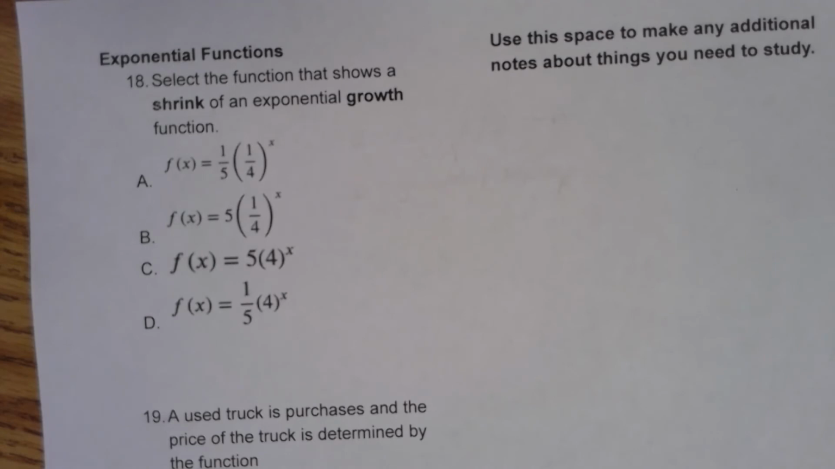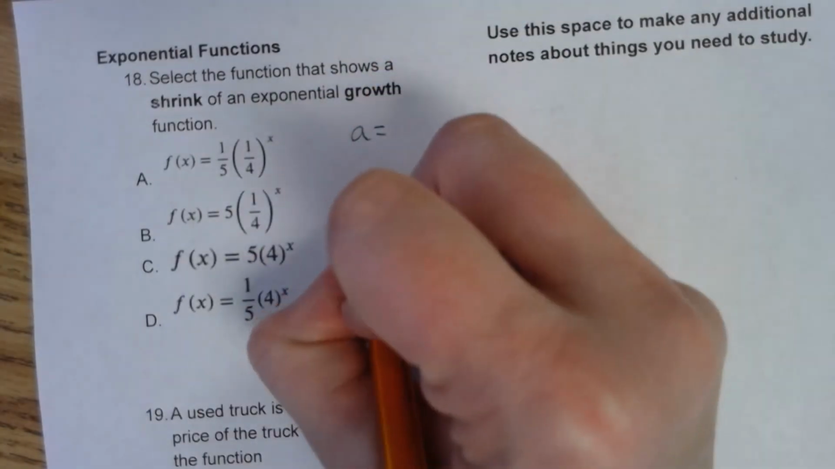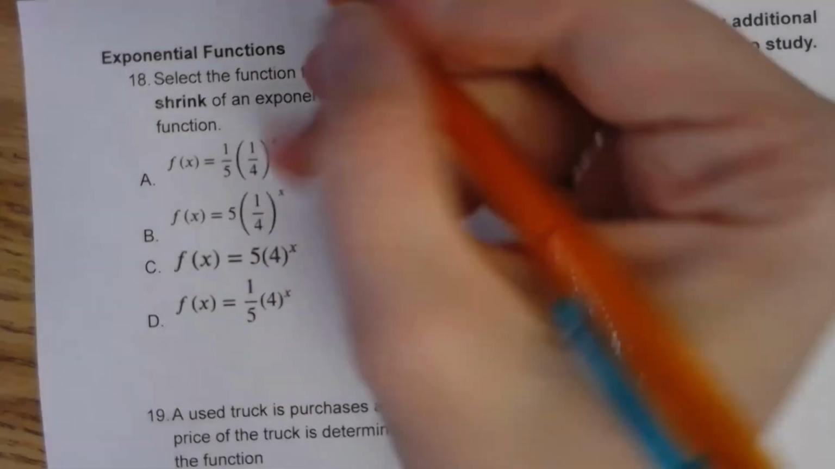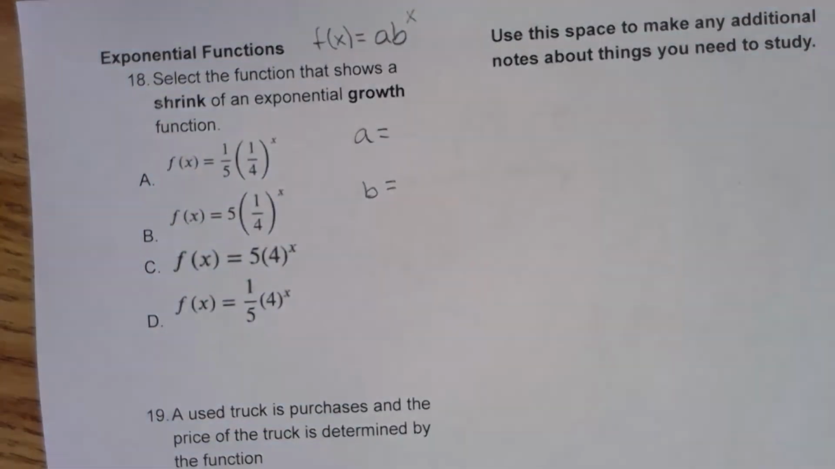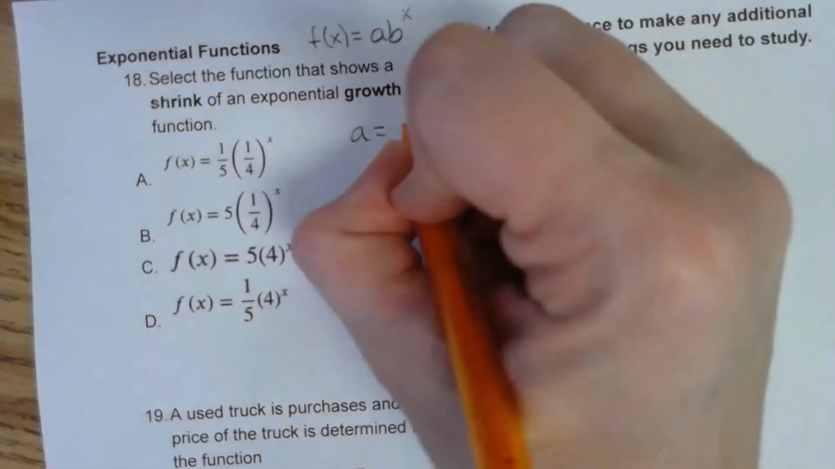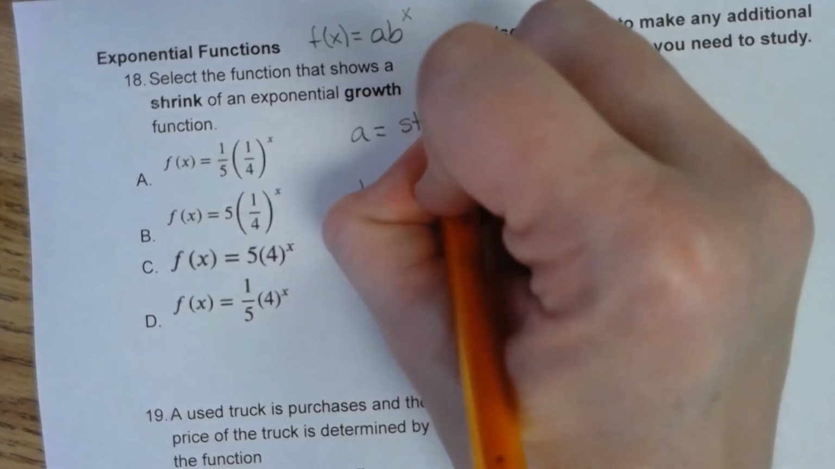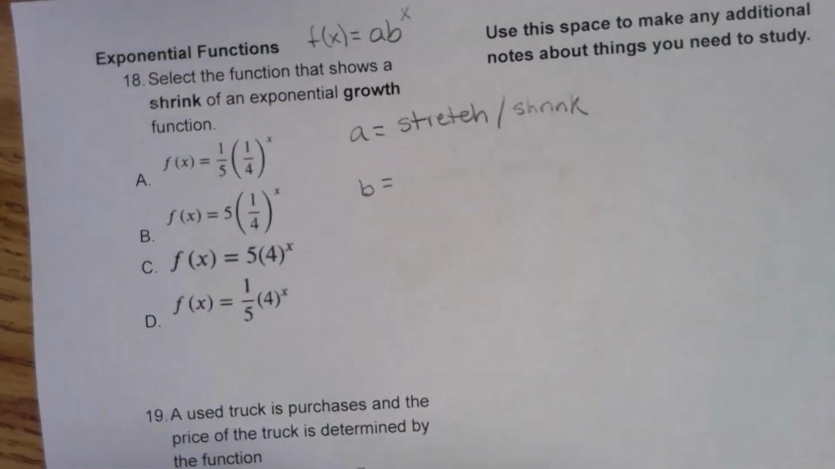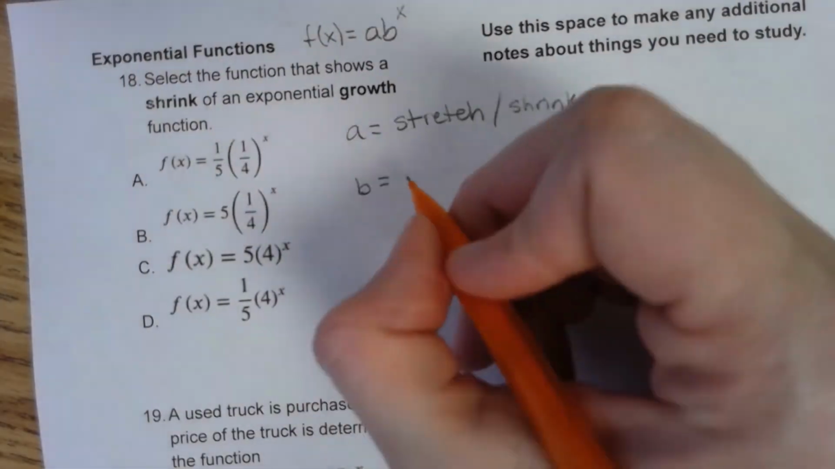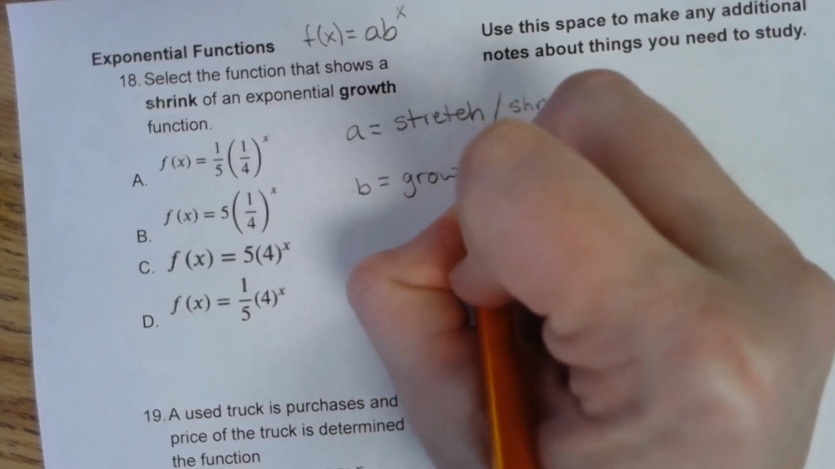Alright, let's talk about question number 18, exponential functions. We're going to select the function that shows a shrink of an exponential growth function. So first of all, let's talk about our a and our b values when we're talking about exponential functions. Remember, they are in the form a, b raised to the x. So that a value is either going to cause a stretch or a shrink, and then the b value is going to be what causes a growth or decay.